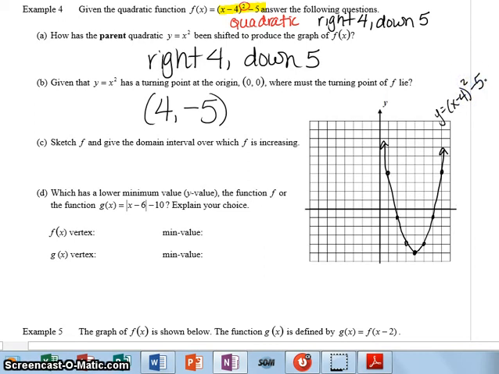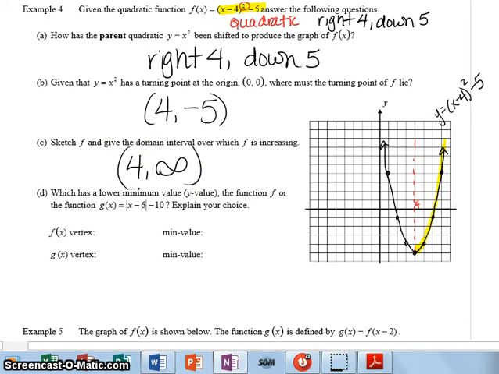Now it wants me to give the interval for which it is increasing. Well, the graph is going up from here over. So now I have to look at the x value where that's happening. From +4 on, it is increasing. So from 4 to infinity, the graph is increasing.